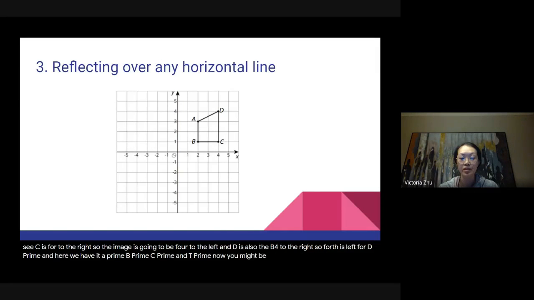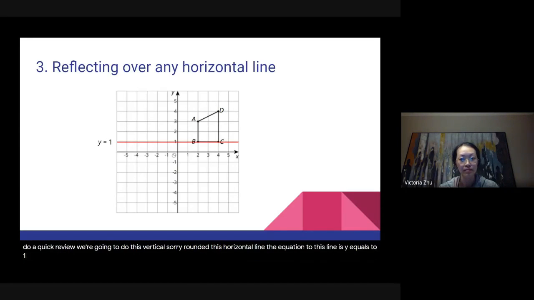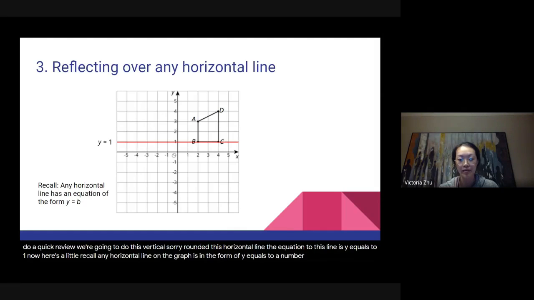Now, you might be running into any horizontal line, so let's do a quick review. We're going to do this horizontal line. The equation to this line is y equals 1. Now, here's a little recall. Any horizontal line on the graph is in the form of y equals a number b. That b depends on where it crosses on the y-axis. Since this line crosses at 1 for y, then the equation to this line would be y equals 1.